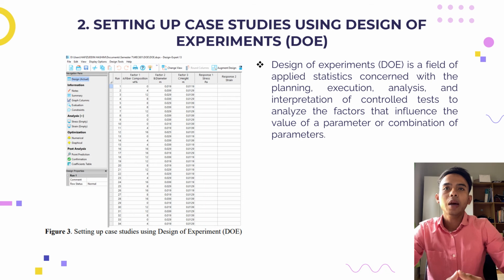For Stage 2, setting up case studies using design of experiment. Design of experiment is a field of applied statistics concerned with the planning, execution, analysis, and interpretation of controlled tests to analyze the factors that influence the value of a parameter or combination of parameters. DOE is a robust data gathering and analysis tool that may be applied to a wide range of experimental scenarios. After inserting factors inside the DOE, the total of simulations I have to run is 34, and from the simulation, 2 responses will be observed, which are stress and strain.